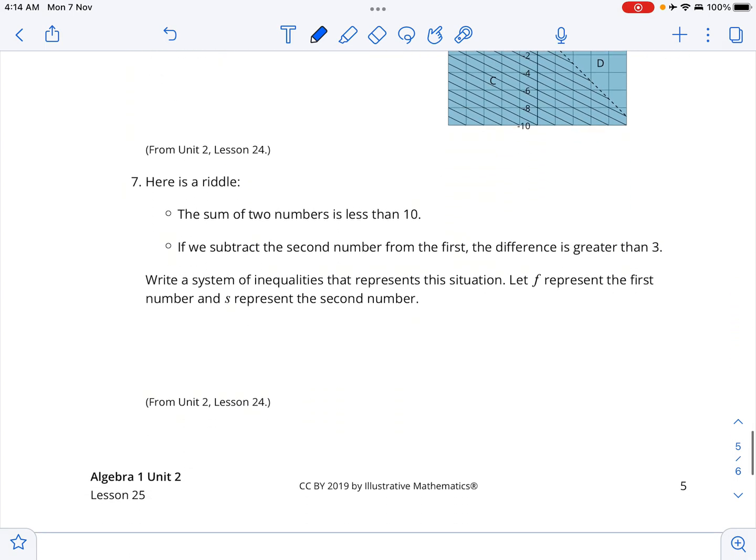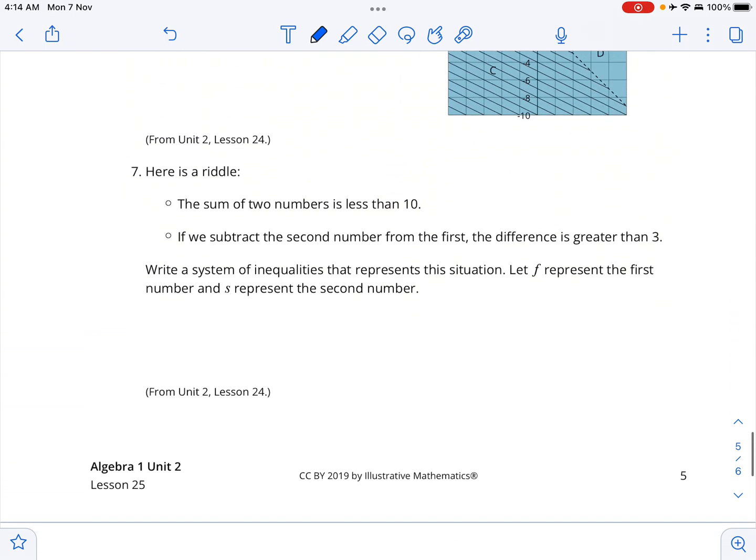And question 7. I think that's the last one. Here is a riddle. The sum of two numbers is less than 10. If we subtract the second number from the first, the difference is greater than 3. Write a system of inequalities that represents the situation. Let f represent the first number and s represent the second number. Okay, so on this one, we're just writing the system. We don't actually have to solve it.